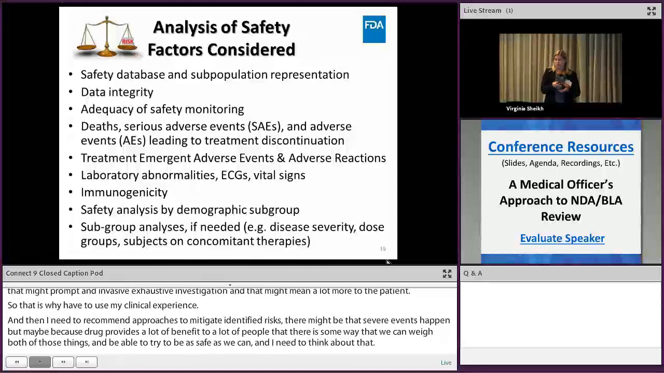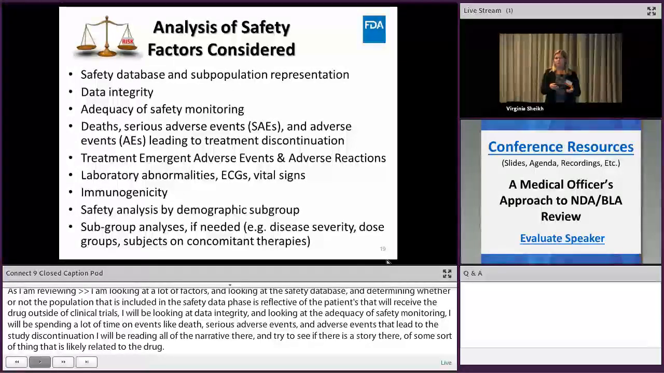And then I'll also be looking at other patterns that may be less severe events, but they're treatment emergent or maybe clearly adverse reactions, and determining, okay, what should be the plan for these kinds of events. I'll be looking at laboratory abnormalities, ECGs, vital signs, and then immunogenicity. Does this drug cause anti-drug antibodies? Are a large proportion of people enrolled having these anti-drug antibodies?